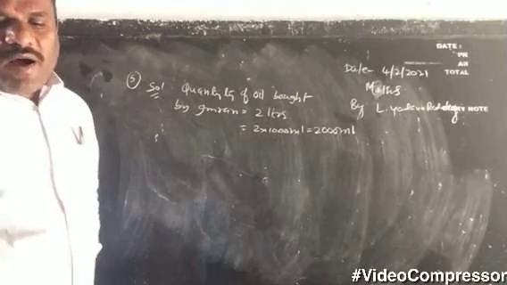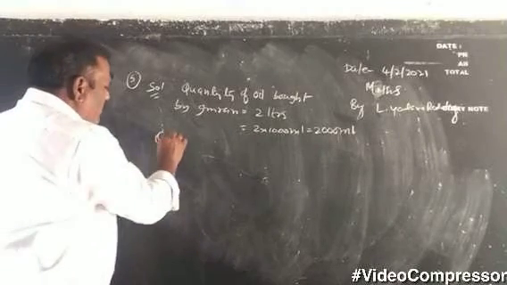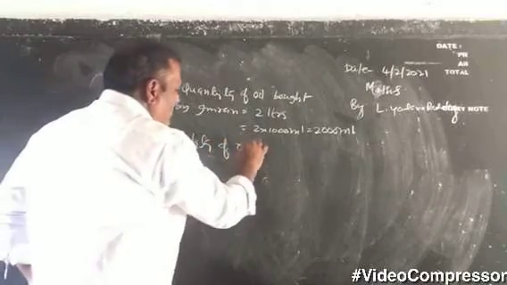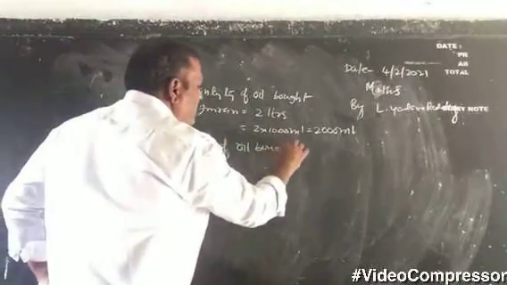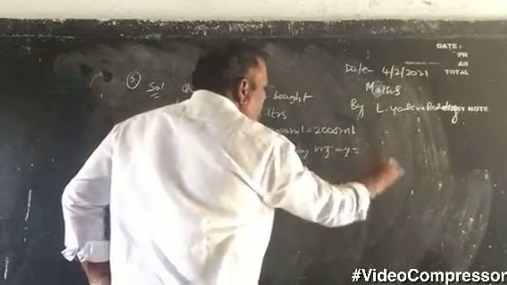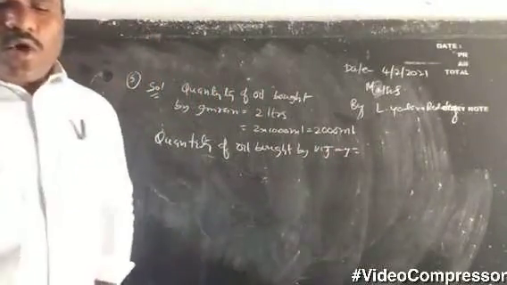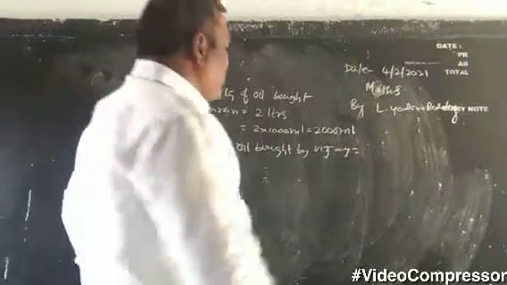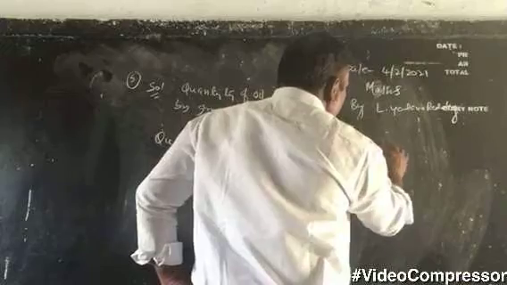Now, quantity of oil bought by Vijay. How much did he bring? 250. He brought how much then? Sorry, 500 ml. He brought 500 ml.